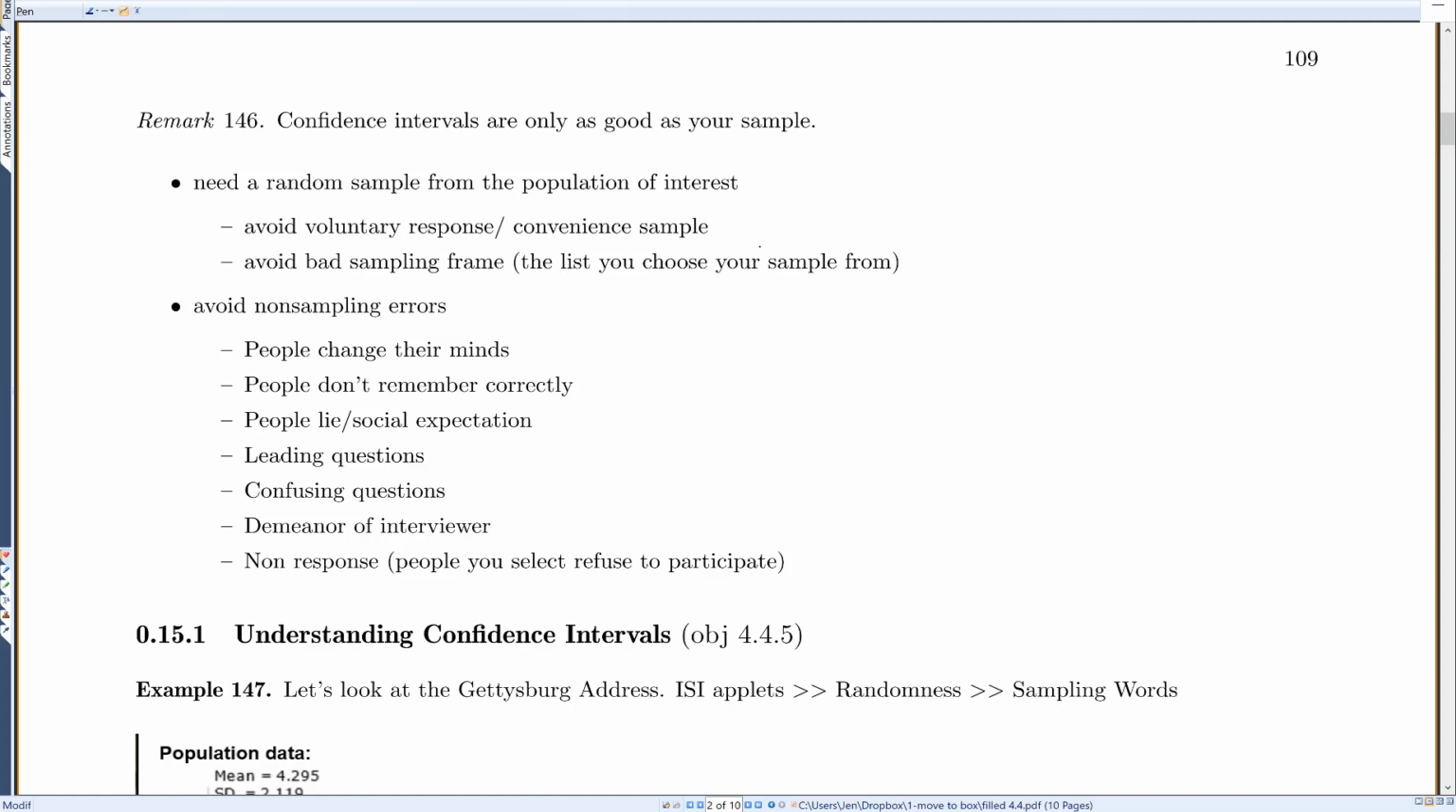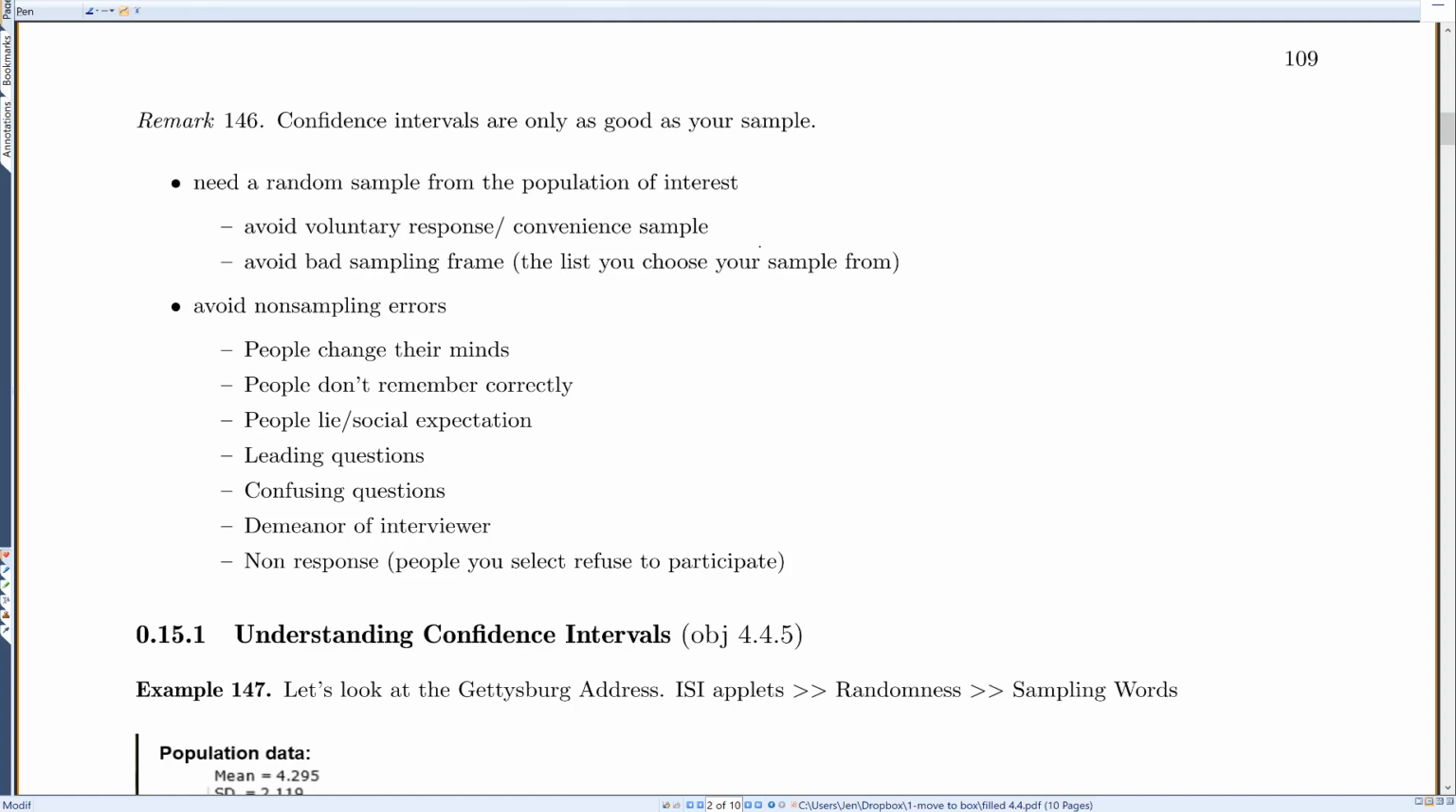So if I want to find the age of everyone at USU, but I only ask freshmen instead of asking a sample from everyone at USU, I'm going to get a very bad, very inaccurate answer, because I'm only talking to freshmen. I have that smaller sampling frame.